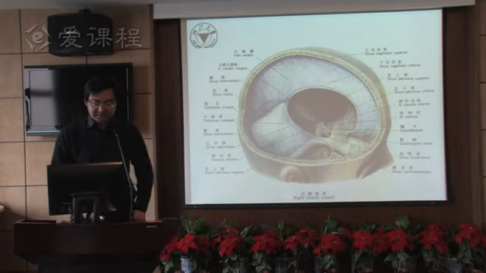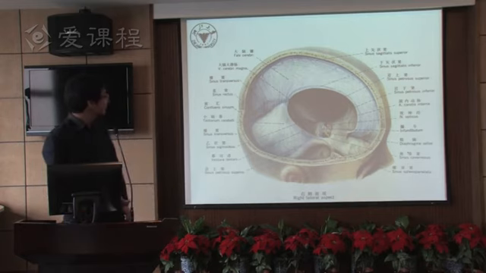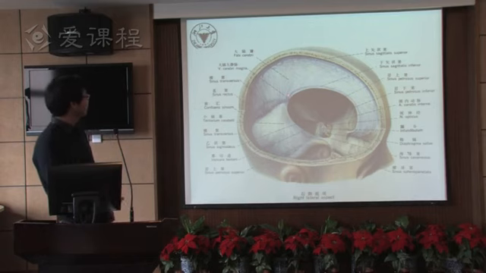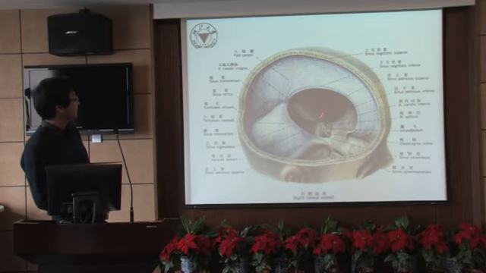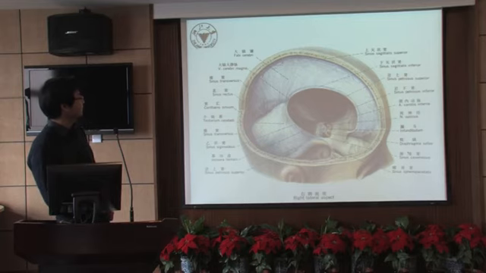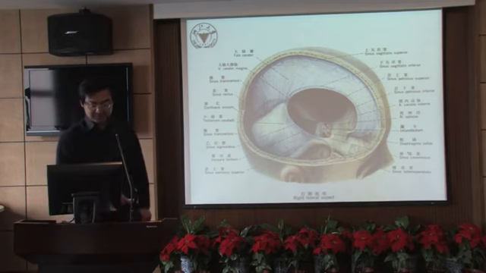As we know, there are falx cerebri and tentorium cerebelli inside the cranial cavity. Falx cerebri and tentorium cerebelli divide the cranial cavity into several compartments, like the supratentorial compartment and the infratentorial compartment. Inside these different compartments, there are different brain tissues. So this is the infrastructure of the brain herniation.